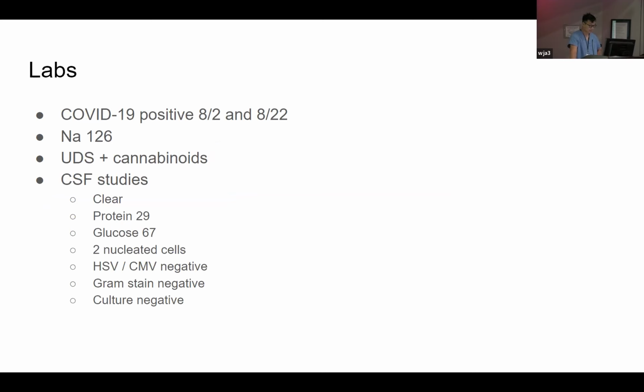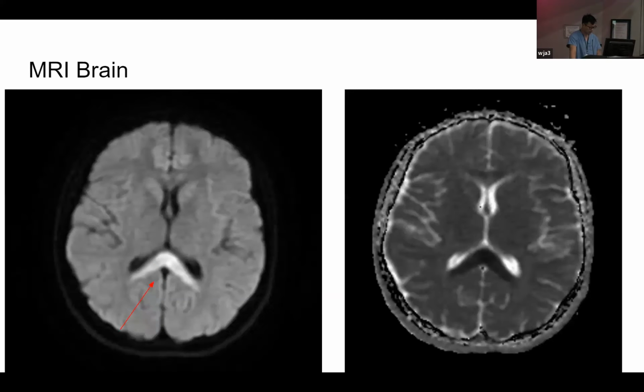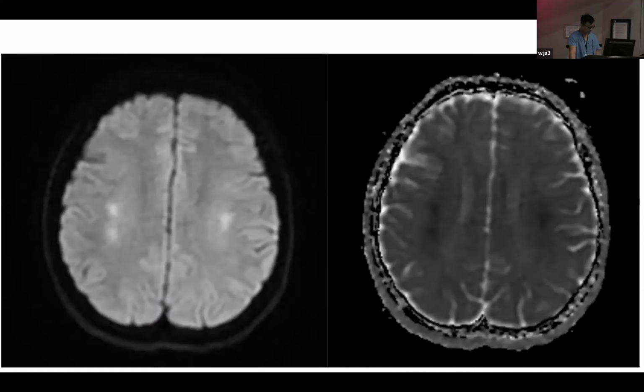Initial labs: she tested positive again for COVID on admission, mild hyponatremia, UDS positive for cannabinoids, and CSF studies were unremarkable, no signs of infection. So they got an MRI after that, which showed this. The arrow points to the splenium of the corpus callosum. You see diffusion restriction there, very symmetric with the ADC correlate. I didn't include the contrast study, but there was no contrast enhancement with this lesion. She also had some bilateral diffusion restriction in the centrum semiovale with ADC correlate. Again, this had no contrast enhancement.